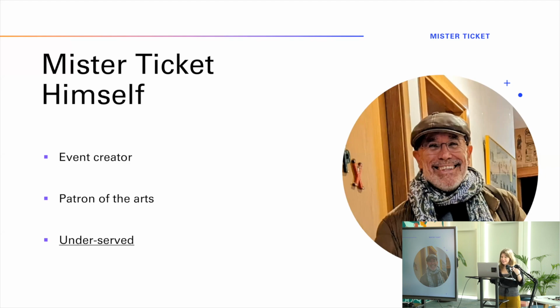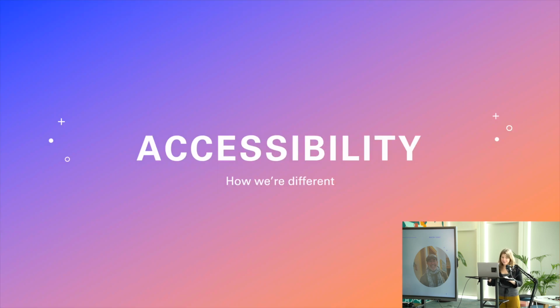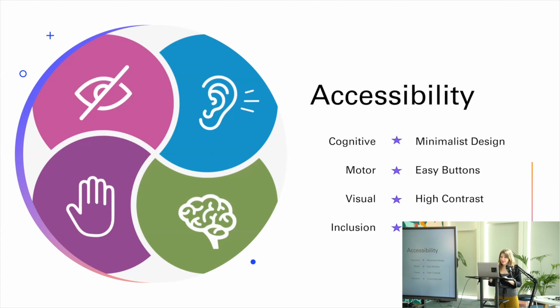So he needs something. We need to bring him something so that he can share all this weird, cool stuff that he has access to. So how MrTicket is different is we're really putting our emphasis on accessibility. Accessibility in terms of cognitive, motor, visual, and inclusion.